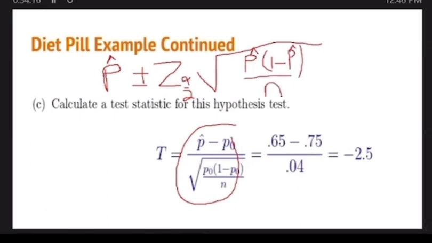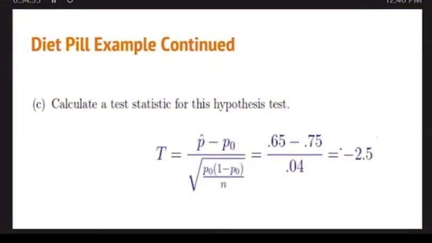In the confidence interval, the whole thing was P cap that you're putting inside. But in the hypothesis testing, don't put P cap. It's going to be the hypothesized value. Does that make sense now? If that makes sense, our test statistic gave us negative 2.5.